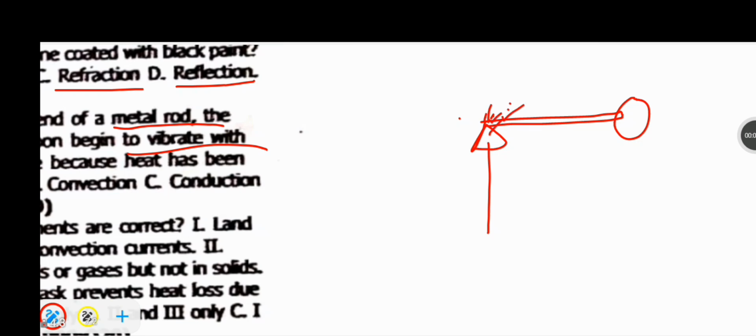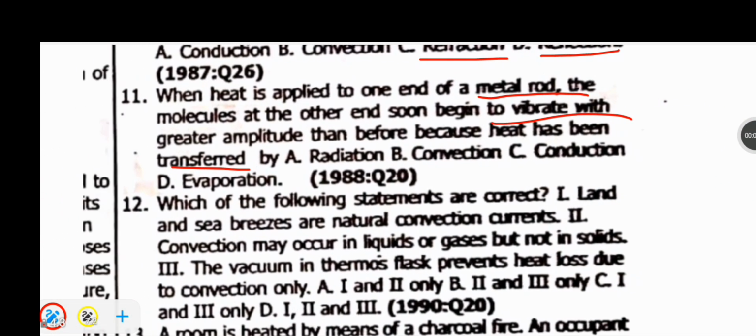You know that the particles in a solid are closely packed. They are near each other. So as one is vibrating to hit the other one, that one will vibrate to hit the next one. That's how they will be hitting each other until the heat is transferred to where you are holding. Then you have to drop it because it's going to be very, very hot. So this method of heat transfer is called conduction. So the answer is conduction. Because it has been transferred by conduction, 11 will be C.